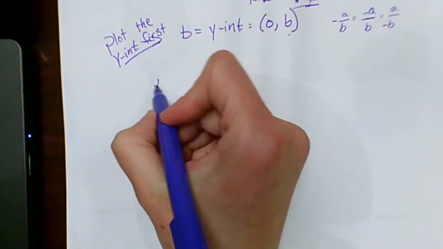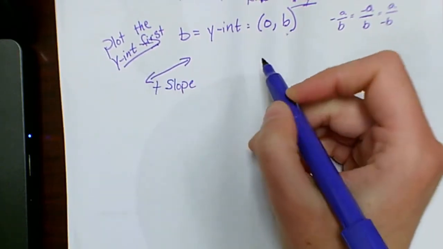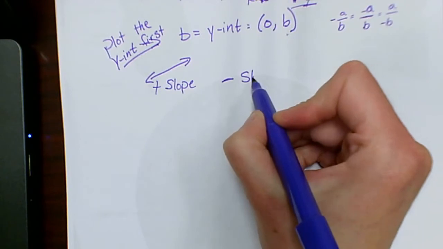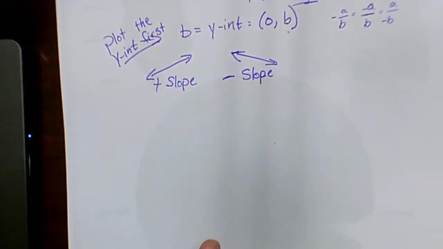A positive slope, the graph is going uphill. A negative slope, if your number is negative, it's going downhill.